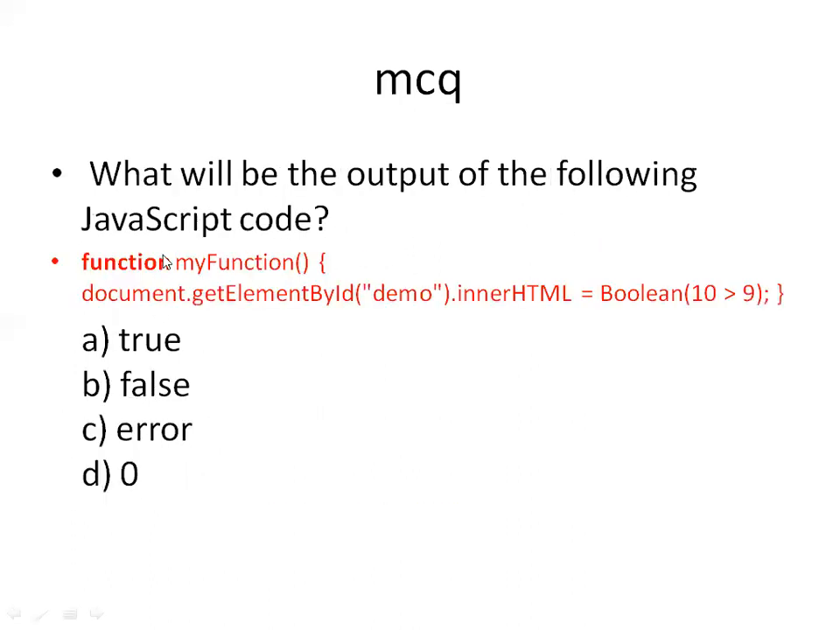What will be the output of the following JavaScript code? function myFunction. As we all know, it is a user-defined function statement. So what is the body of the user-defined function? It is document.getElementById("demo").innerHTML equal to Boolean of 10 greater than 9. So what is the result of this Boolean function? 10 is greater than 9, it is true. So Boolean returns the true value for this function. So the value of demo is true. Therefore option A is the correct answer.